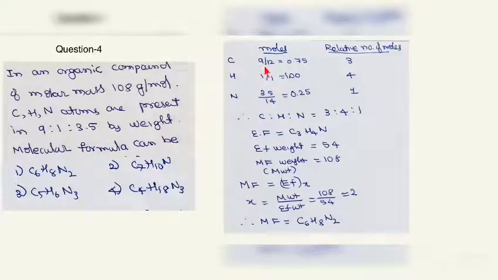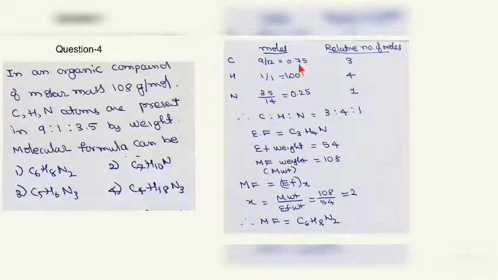So 9 by 12 for carbon equals 0.75. Hydrogen case 1 by 1, that is 1.00. Nitrogen case 3.5 by 14, so that's 0.25. So next we have to find the relative number of moles. How to find the relative number of moles?